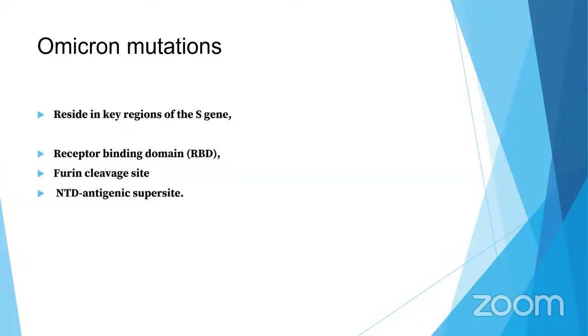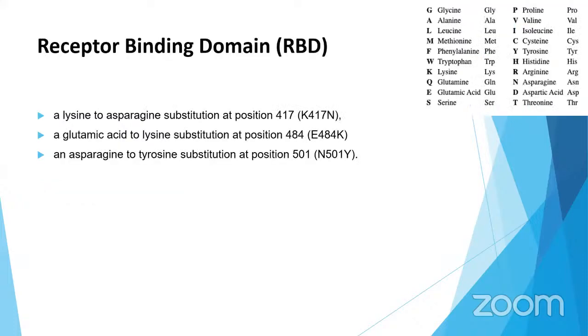What are the most common mutation sites? Already covered. Receptor binding mutations, furin cleavage site mutations, and antigenic supersite mutations can also occur. These are the three mutation types, and the most important ones occur in the receptor binding domain.